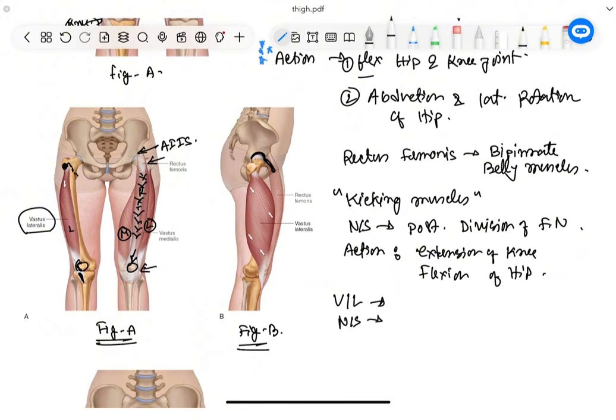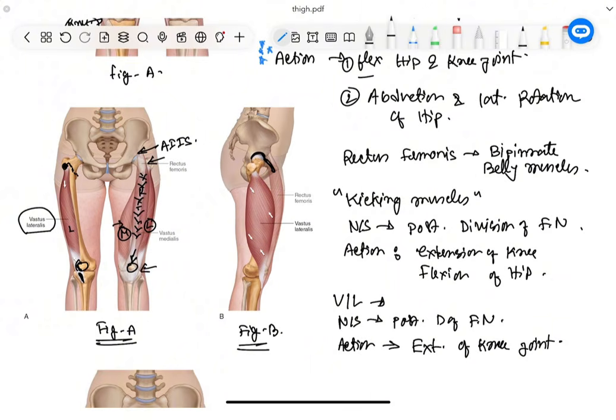What is its nerve supply? Its nerve supply is the same posterior division of the femoral nerve. I am writing in shortcut. What does it do as an action? The action is the same. It does extension of the knee joint, as they are extensor compartment muscles. That is all about the vastus lateralis.